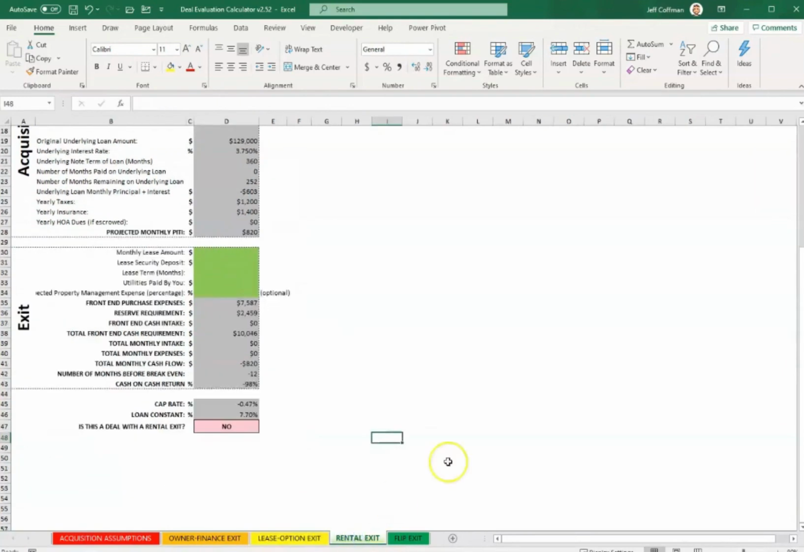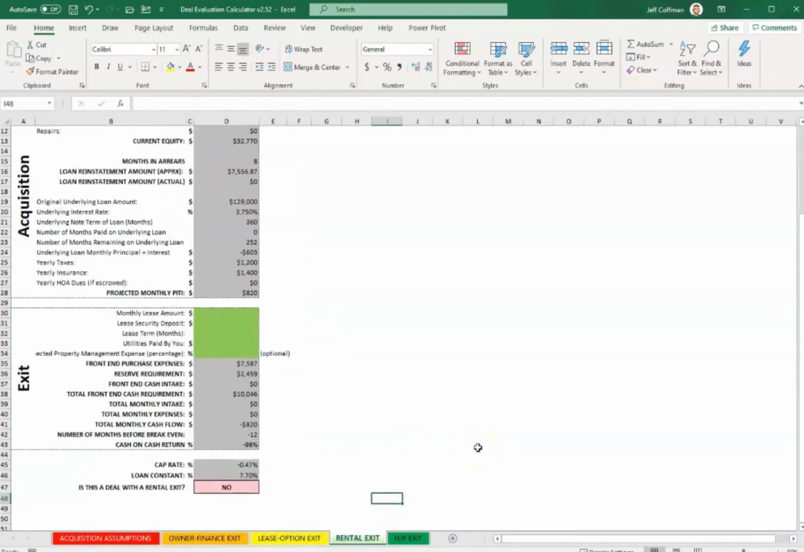If we go to our rental, it gets even simpler. Monthly lease amount, $1,200. Security deposit on a rental is usually one month's rent, so $1,200. Let's say this is a 12-month term. You're not paying any utilities and you're doing 10% property management. So you're going to have cash in this deal. You're not going to be able to avoid it with such a small security deposit. But nevertheless, it's still a really great deal.